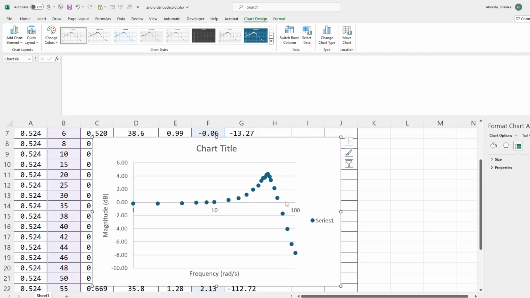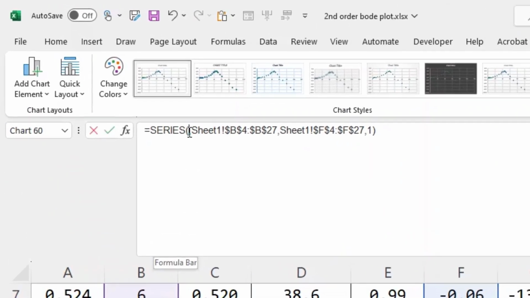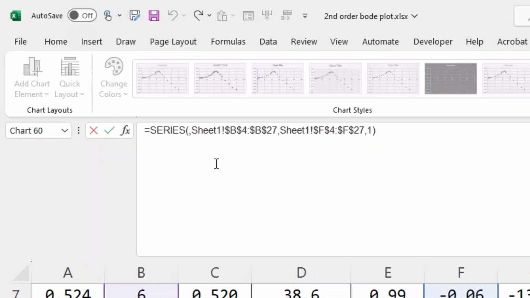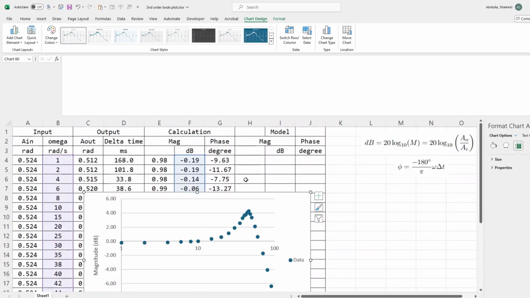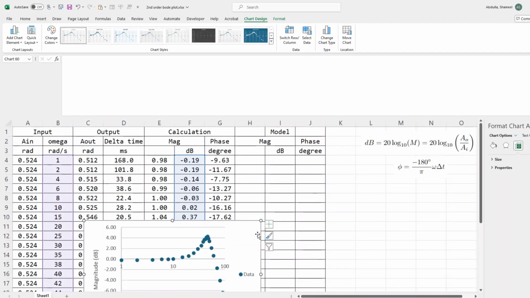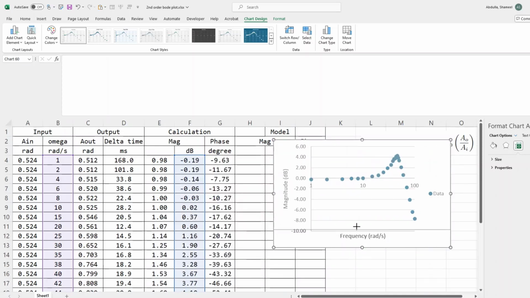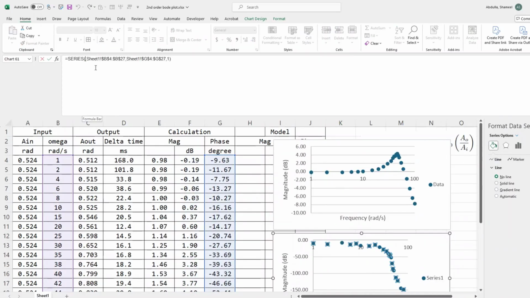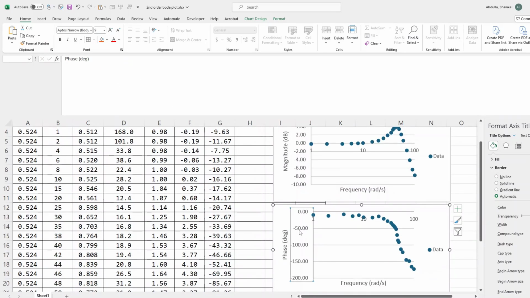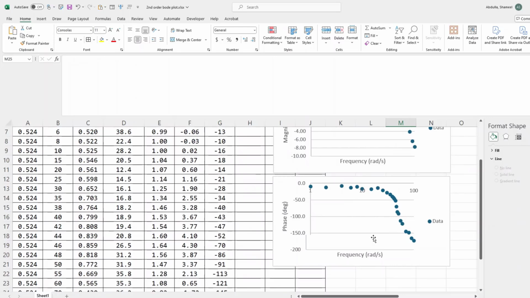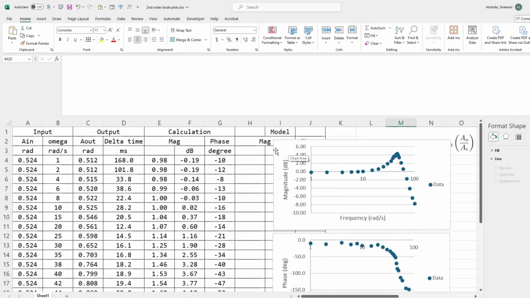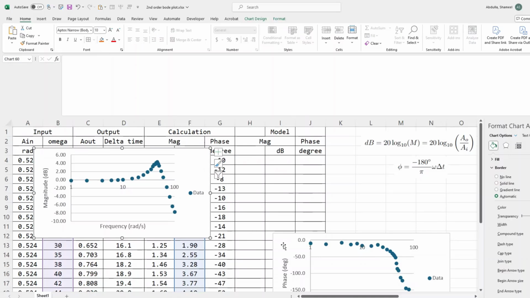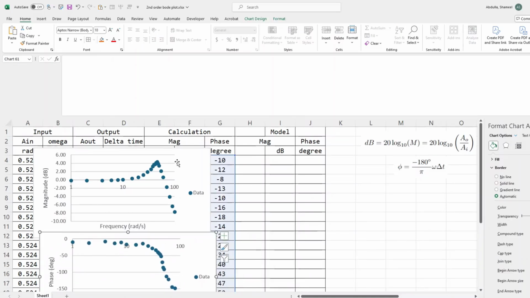We're going to also show the model on top of this. So let's name this as data. You can select your data, and up in the formula here, the first value is the name of the data. So you can use quotation marks and just say data. Let's do the same thing for the phase, so I'm just going to make a copy of this. So now let's see how to get the model and show the model on top of this.